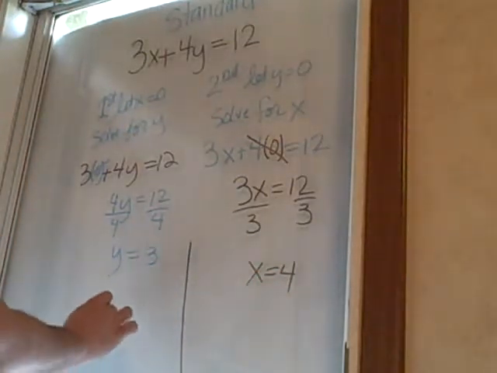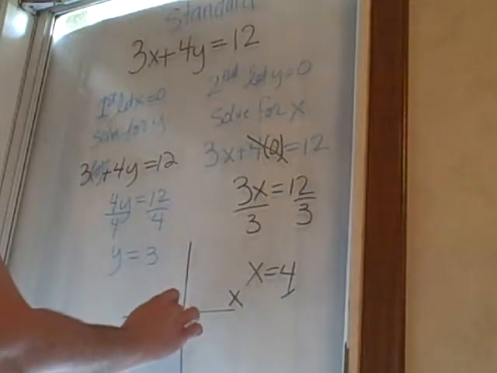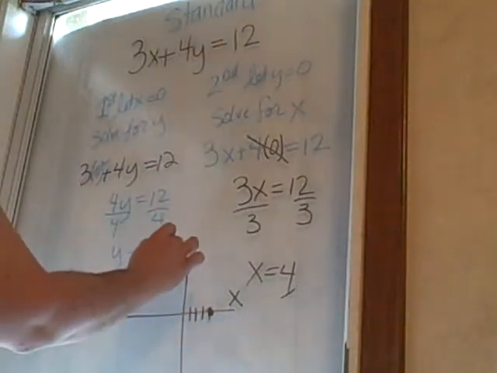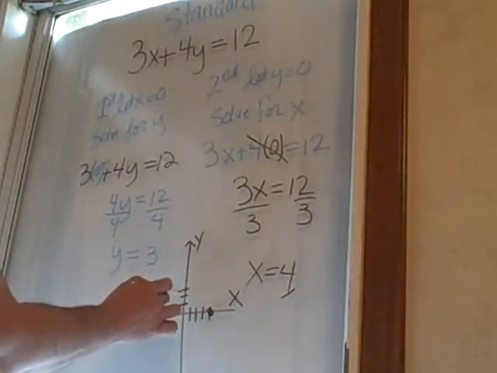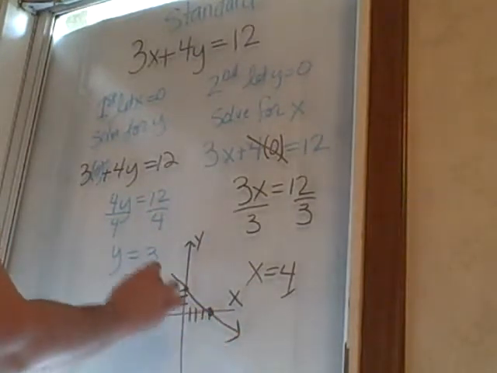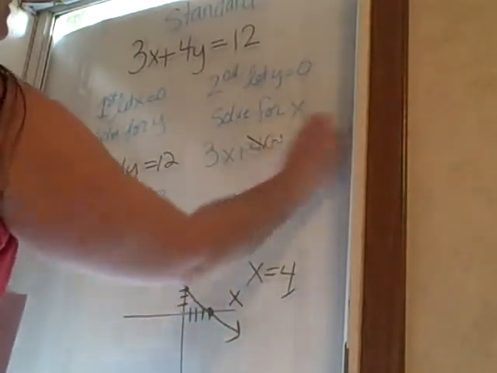Putting that on my xy coordinate system, on my x-axis, I find 4. 1, 2, 3, 4. And I put a dot. On my y-axis, I find 3. 1, 2, 3. And I put a dot. And then I connect them. And my line is graphed. Isn't that simple? You should be able to do this using mental math. All of this work is really unnecessary if you can just use your brain.